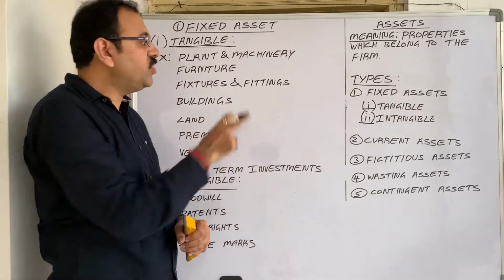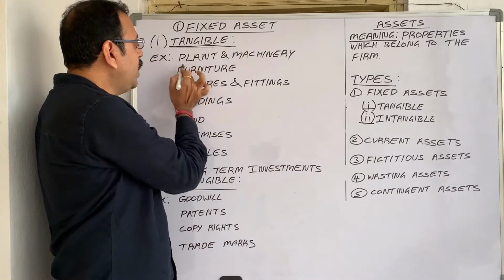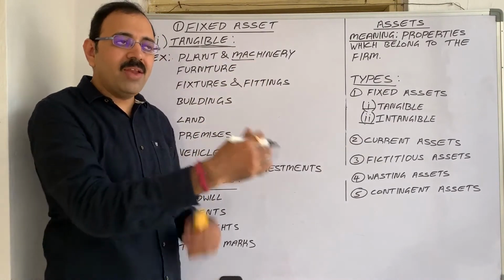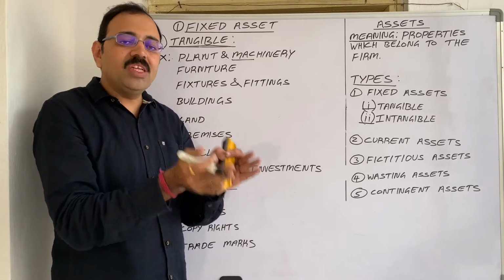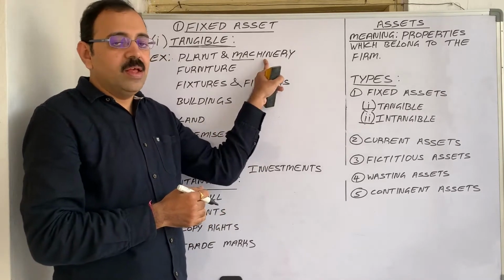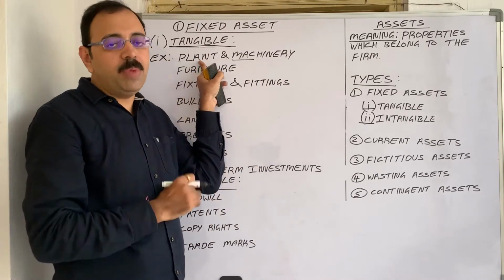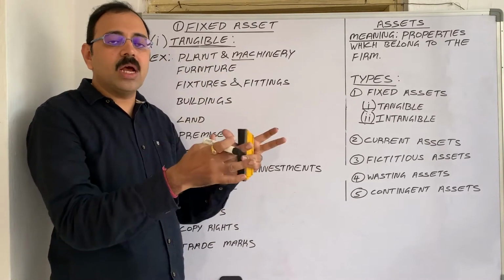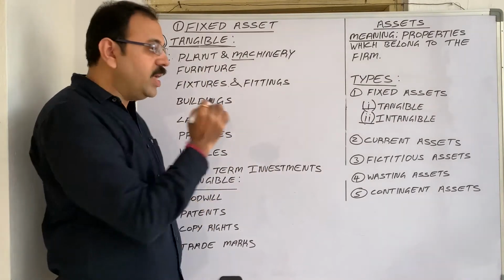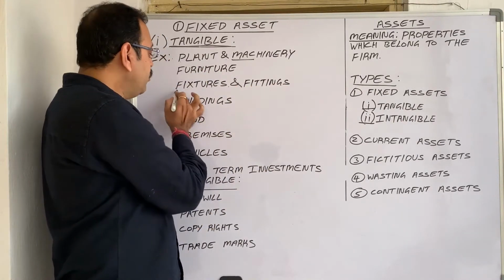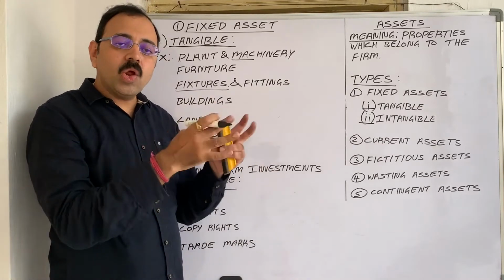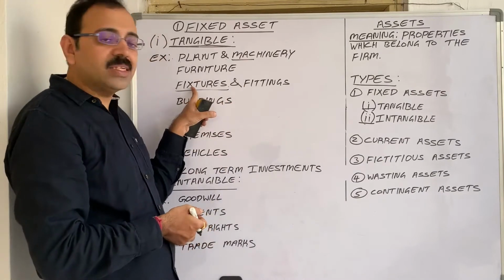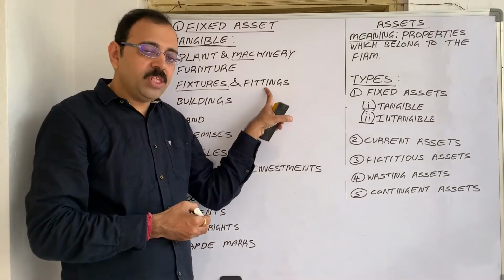What are the examples of tangible fixed assets? First one is plant and machinery. What is machinery? To manufacture a product, the asset which we use is known as machinery. Plant means factory building. Then furniture: tables, chairs, almirahs, etc. come under this category. Then fixtures and fittings. Fixtures means any electronic equipment like bulbs, fans, etc. come under this category. Then what do fittings mean?